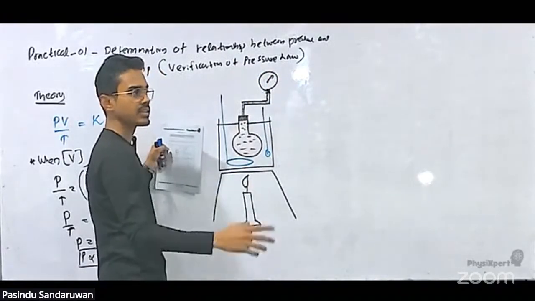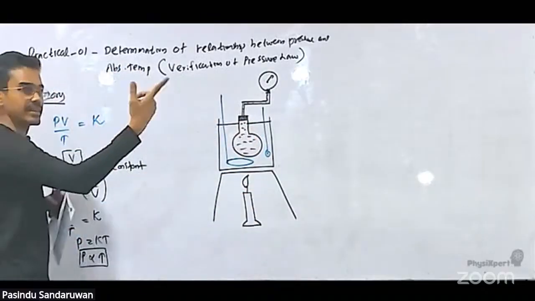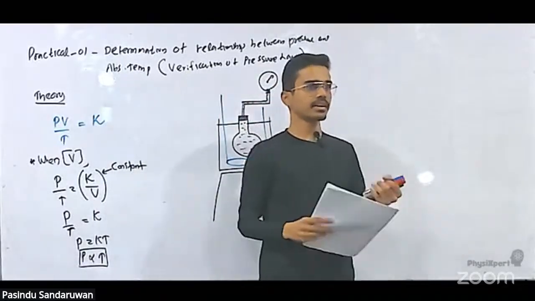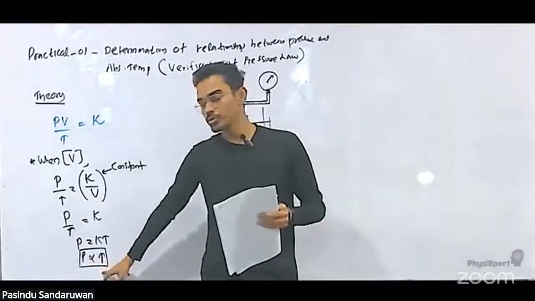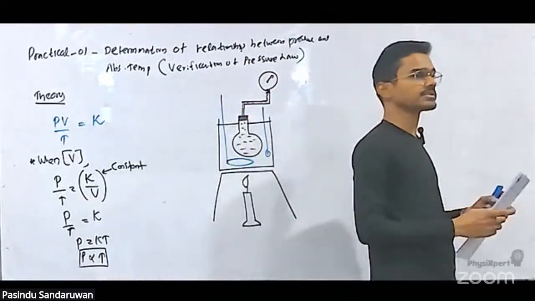Then we are going to record this temperature against pressure and then we can plot a graph. Right? If we know temperature against pressure, we can draw a graph. If this graph goes through the origin, pressure law is verified. Right? A simple experiment to do.